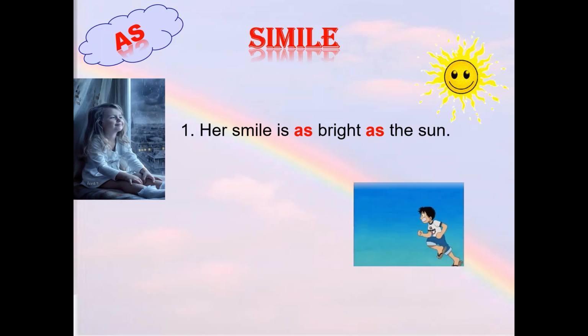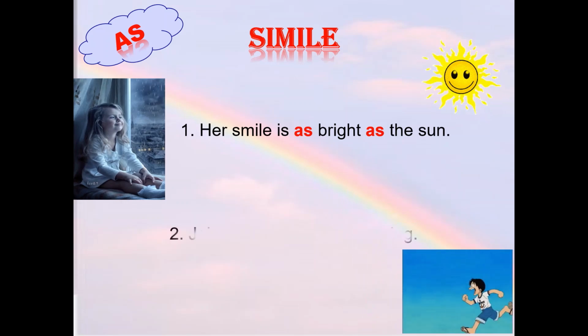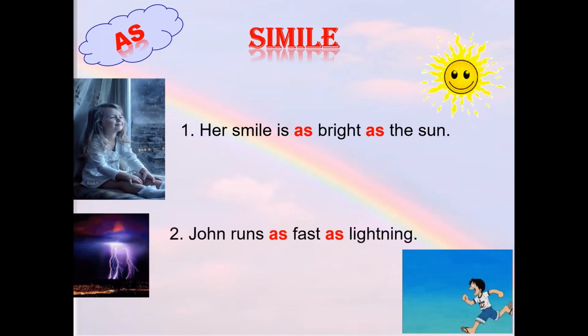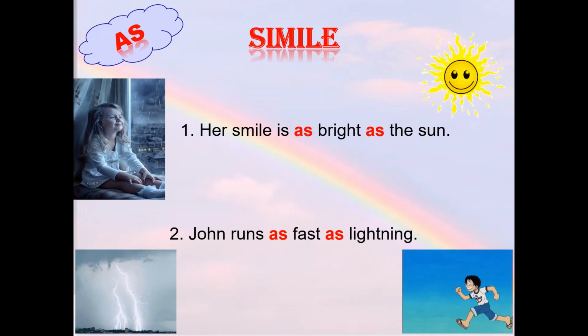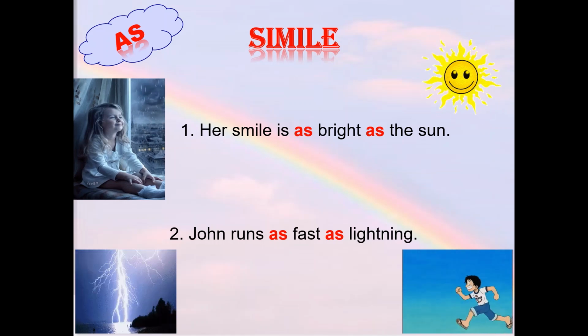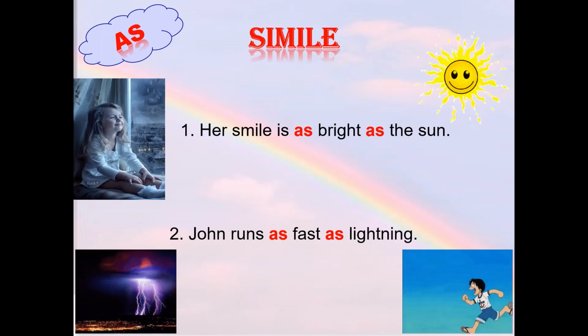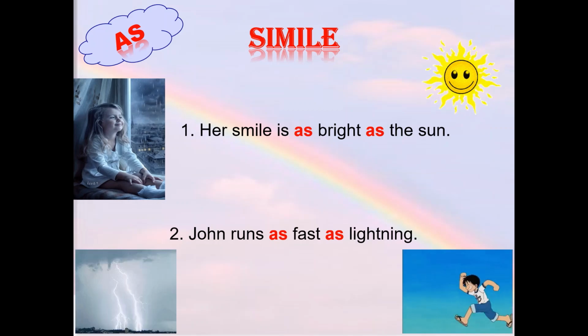Let's look at one more example. John runs as fast as lightning. In this sentence, John's speed of running is compared to the speed of lightning. So we have used the word as to compare them. Now let us see for some examples of the word like.